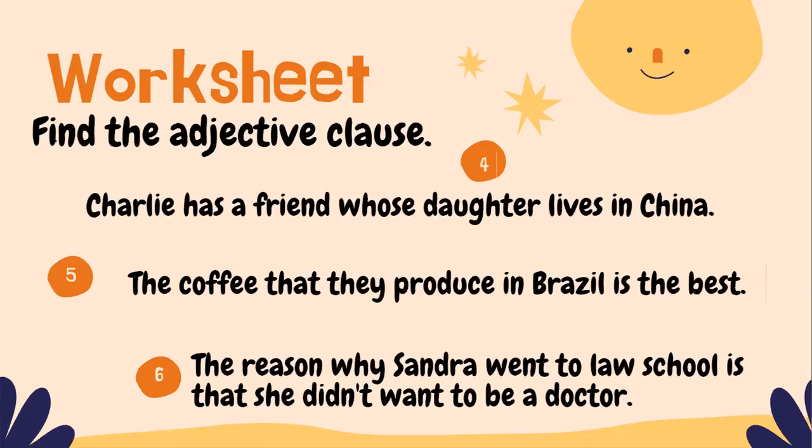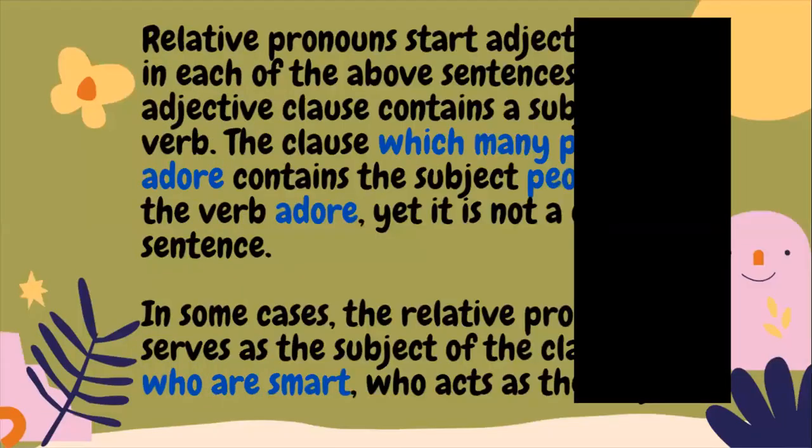Number 5, the coffee that they produce in Brazil is the best. Exactly, that they produce in Brazil. Then number 6, the reason why Sandra went to law school is that she didn't want to be a doctor. Why Sandra went to law school. That's right. Okay, so with this, we move on to the next slide.